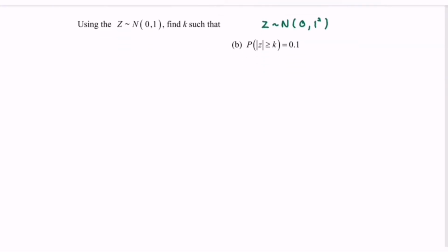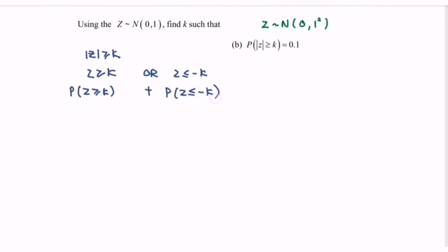Next, kindly refer to question B, where we have the probability that modulus of Z greater than or equal to K equals 0.1. So define the situation where we have modulus of Z greater or equal to K. It is an OR situation. So Z greater or equal to K, or Z less than or equal to negative K. So the probability that Z greater or equal to K, plus the probability that Z less than or equal to negative K, is equal to 0.1.